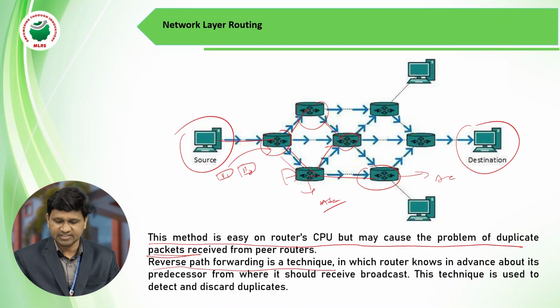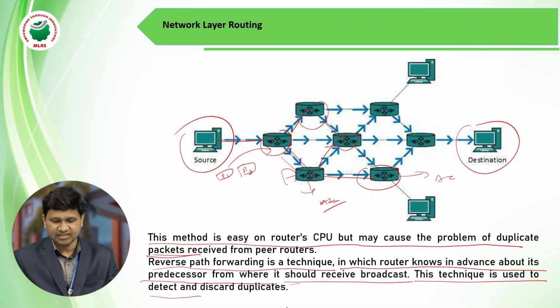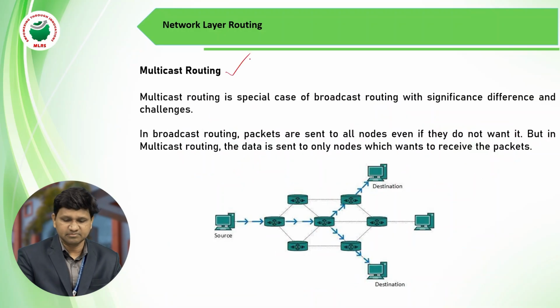Reverse path forwarding is a technique to avoid this situation. In reverse path forwarding, the router knows in advance about its predecessor from where it should receive the broadcast. This technique is used to detect and discard duplicates. So to detect and discard duplicates, we have a concept called reverse path forwarding.